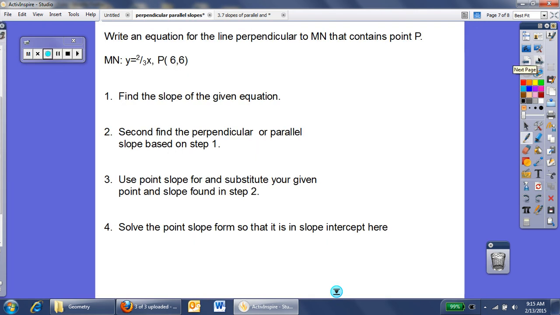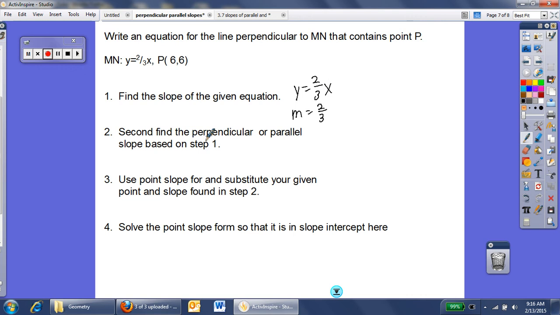Okay, let's go ahead and do one example here. It says write an equation for the line perpendicular to MN that contains point P. So we need to write a new equation for a line that's perpendicular to MN. So here's our steps. Step 1, find the slope of the given equation. So the given equation is 2/3 x. So the slope of this would be 2/3, the coefficient right before the x.